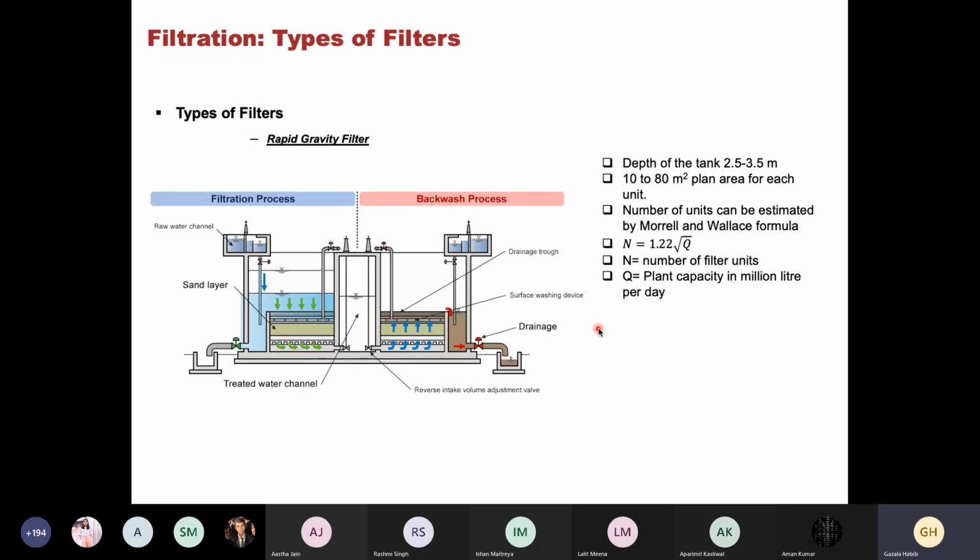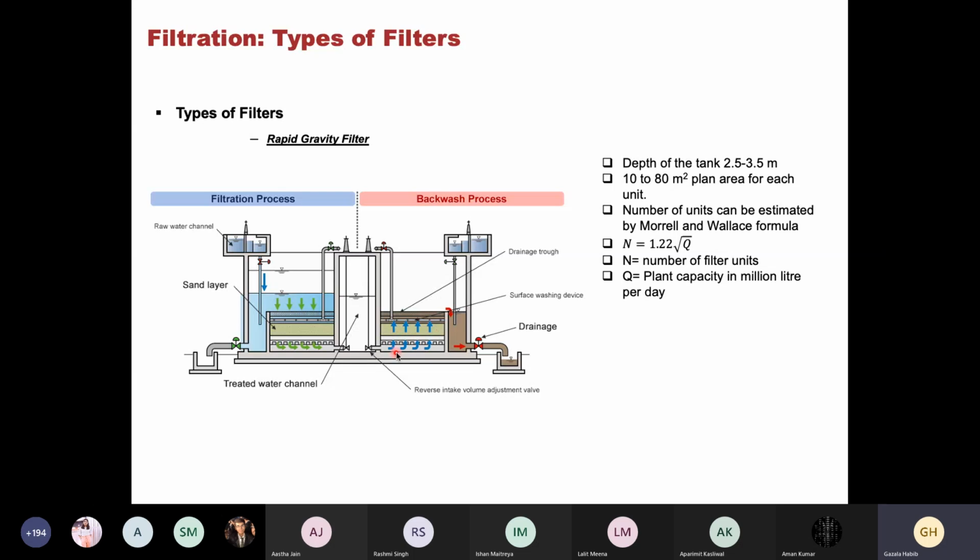In this particular filter, gravity type filter, the backwash unit is also provided. What is the purpose of the backwash unit? This unit will have the clean water, okay, and a portion of the clean water will be stored, and that would be passed from the bottom towards the top of the filter. You can see the blue arrows, right?